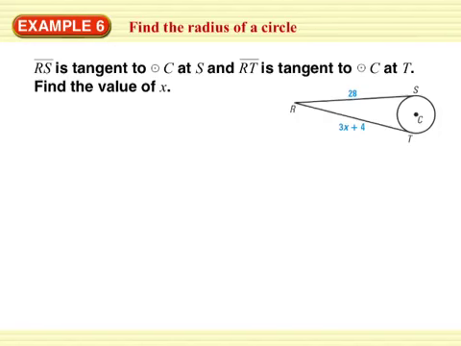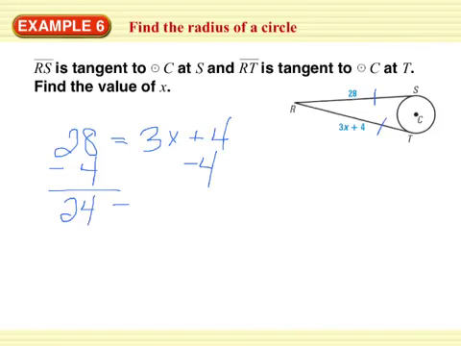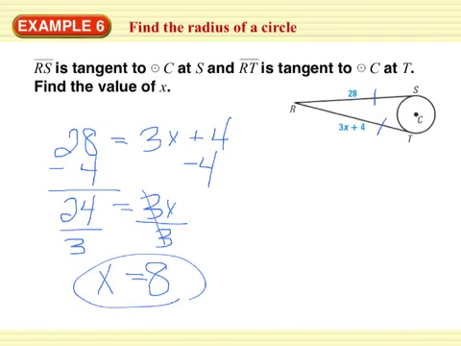RS is tangent to circle C at S. RT is tangent to circle C at T. Find the value of x. Okay, we learned that these are congruent. So we set those two equations, or the number in the equation, equal to each other and solve for x. Got it.